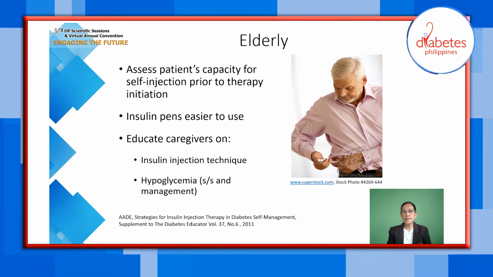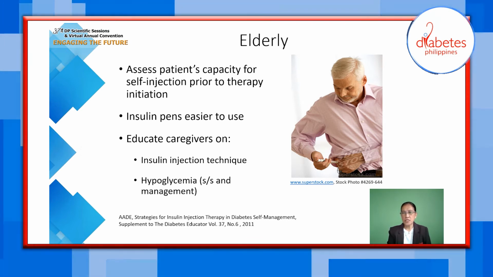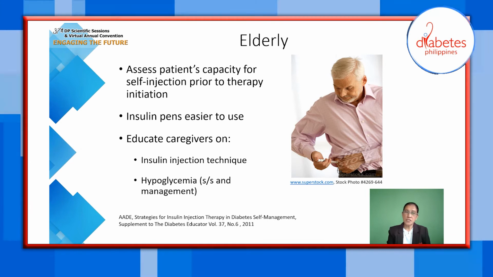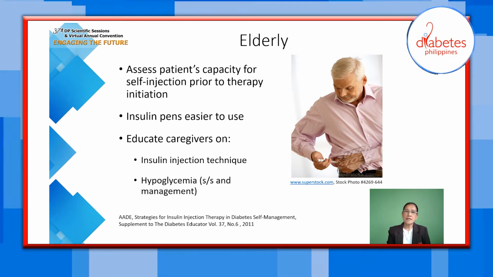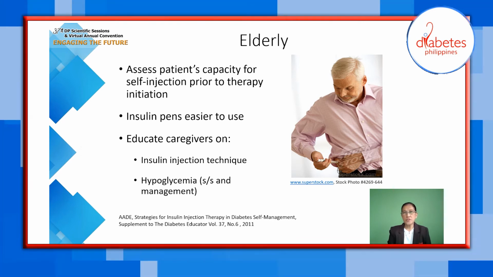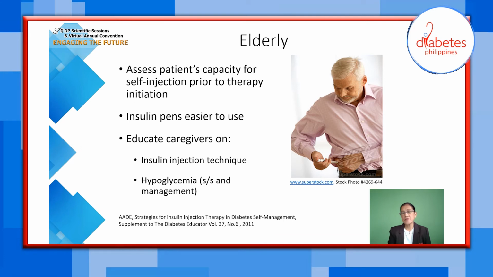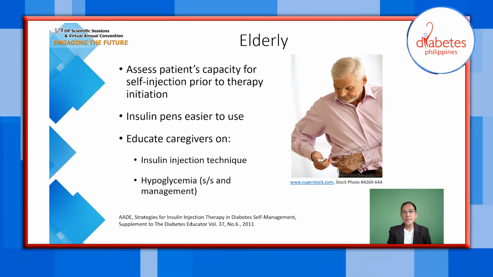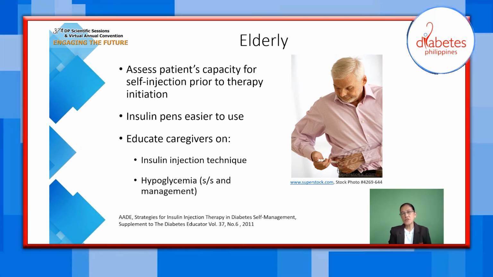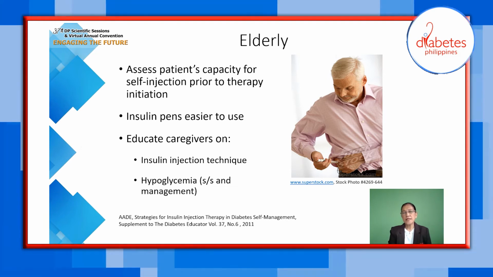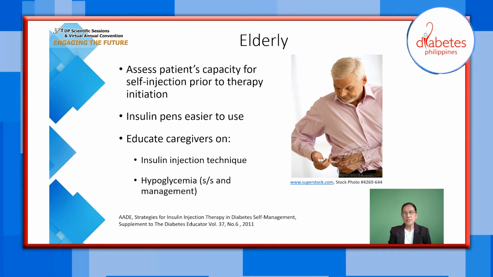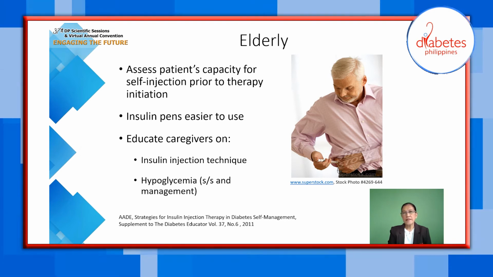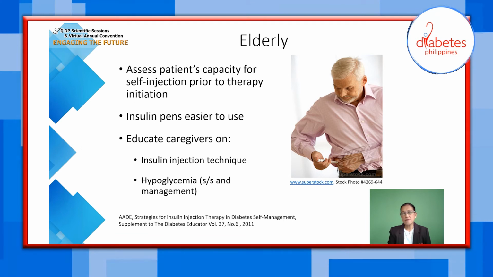For the elderly, we have to assess the capacity of the patient to still inject their insulin by themselves. And maybe you can recommend, initially, the insulin pen because it is easier for them to use. And of course, educate the caregivers, the one who is caring for the person, the relatives or their kasambahay, if they have one, who are frequently there beside the patient. Also, you have to teach them how to address hypoglycemia because sometimes patients, especially elderly, will not know it. So if the caregiver is aware of the signs and symptoms, they could easily address the possible side effect of the insulin injection.